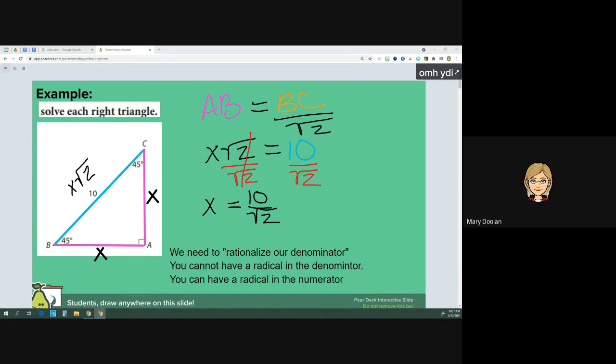So we can't just leave our answer as x equals 10 divided by the square root of 2. That can't be our leg length. We need to rationalize it. Now, to rationalize it, we got to get that square root out of the denominator. How do I do that? We just saw this in the video for our warm-up. How do you think we can get rid of the square root in the denominator?